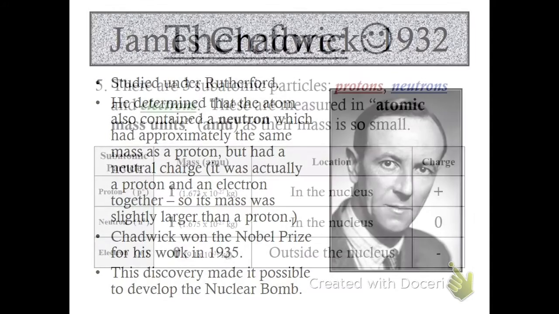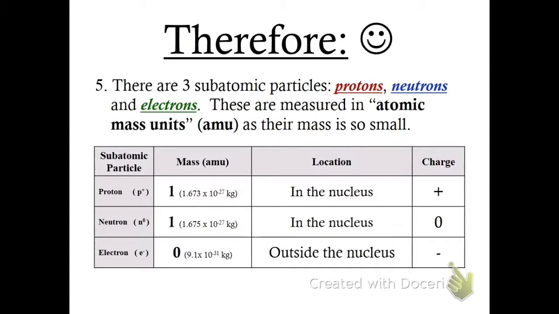So to summarize, there are three subatomic particles: protons, neutrons, and electrons. We measure their mass in atomic mass units because their mass is so small that to talk about them in grams or kilograms is really tiny numbers. Protons and neutrons are located in the nucleus. Protons are positive, neutrons are neutral, and electrons are negatively charged and found outside of the nucleus.